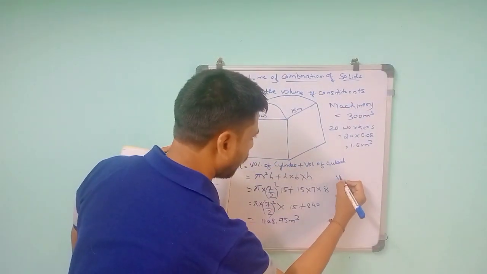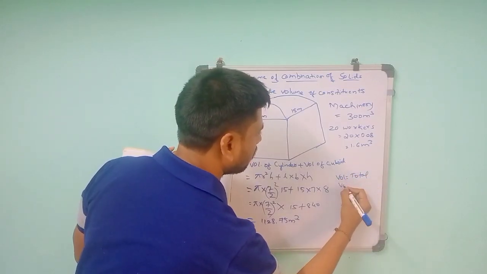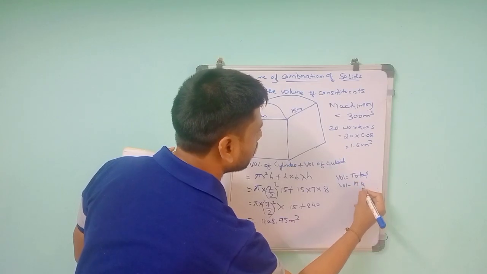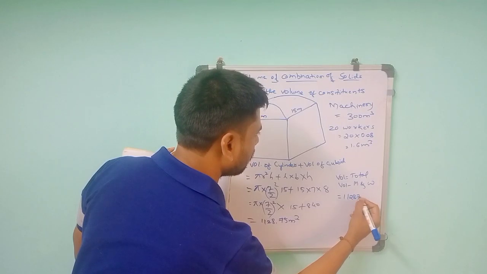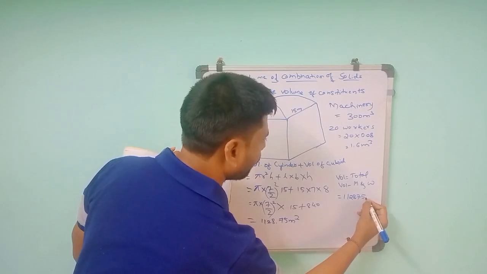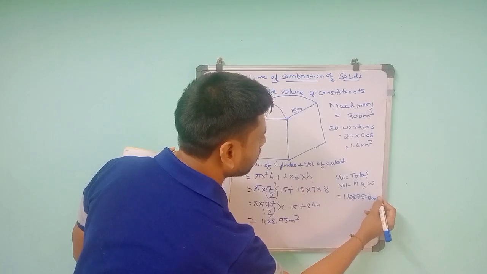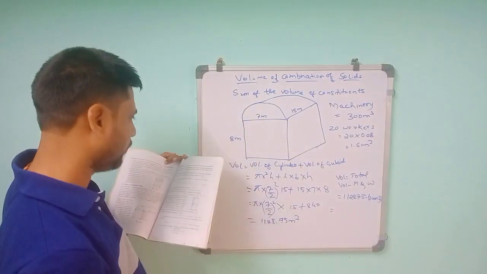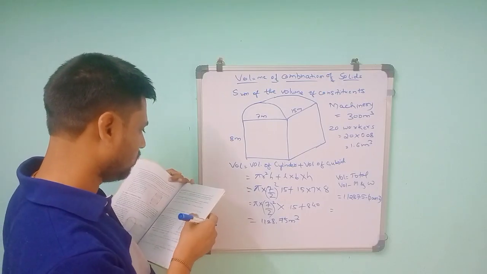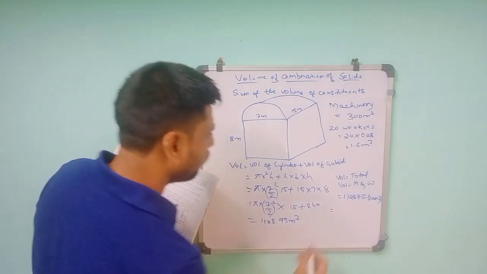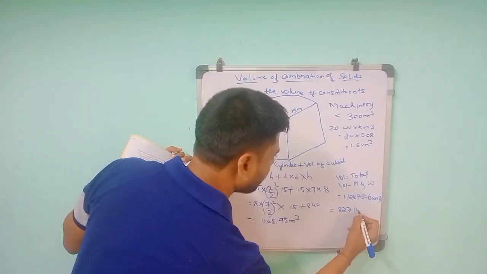Then the volume of air will be the total volume minus the machinery and workers. So this is 1128.75 minus 300 plus 1.6. This will give 827.15 meter cube.